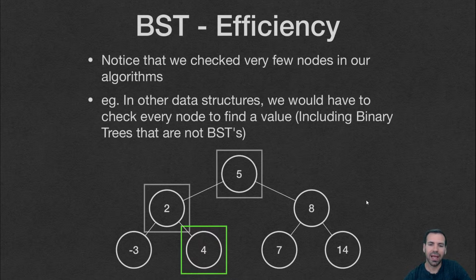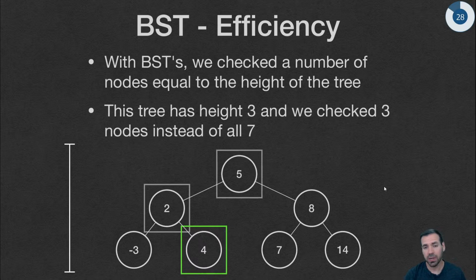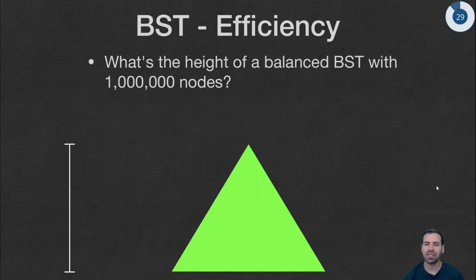So we checked log n nodes, which is less than half the nodes. So that's pretty good. Less than half the nodes that we had to check because we have a log n runtime algorithm. Barely less than half, but less than half. But how does this scale? Like how does this scale to larger trees?